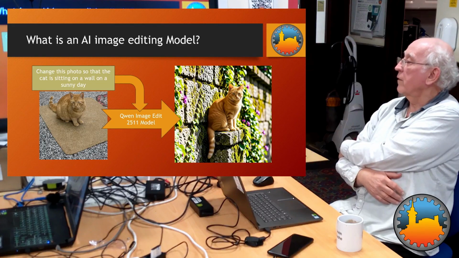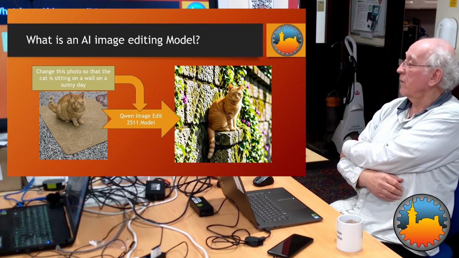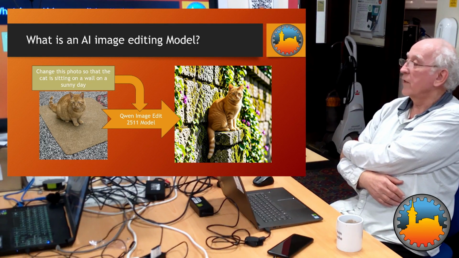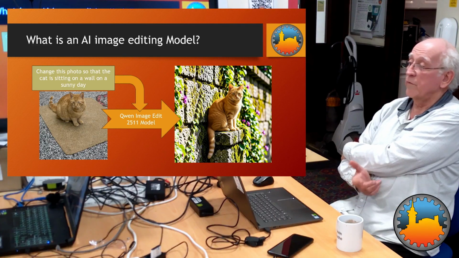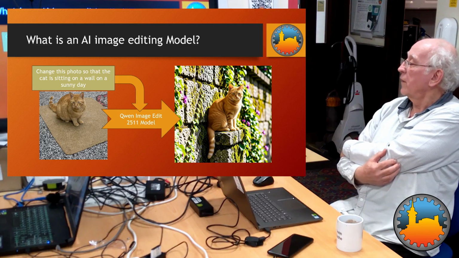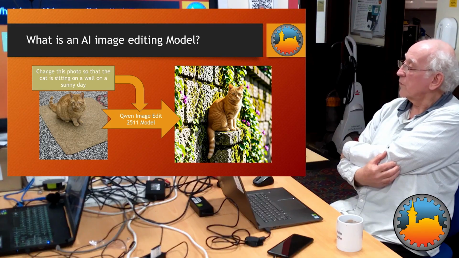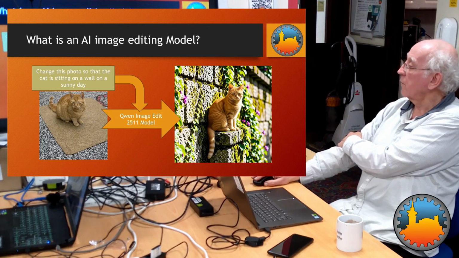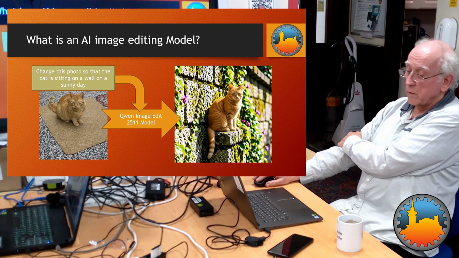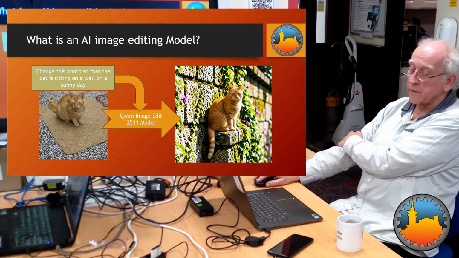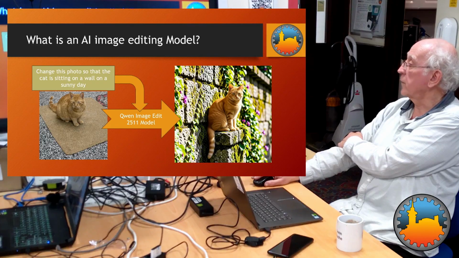Now, I don't know whether this is exactly the same cat. It looks like it's got a slightly different number of stripes on it. So I think it's done a sort of job, but it's not perfect. It's a similar cat, not the same cat, I would say. But somehow it's worked out, it's still ginger. The text said, change this photo so the cat is sitting on a wall on a sunny day, and that's what it generated.